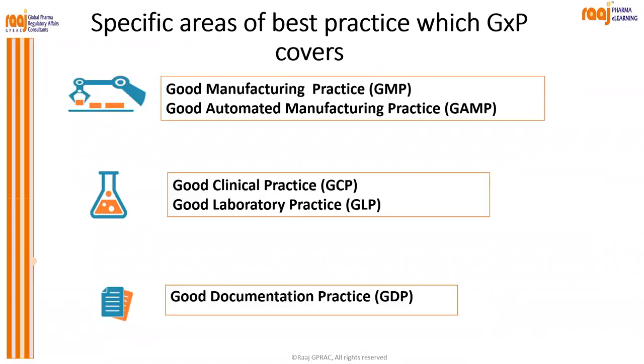So in short, GxP covers good manufacturing practices, good automated manufacturing practices, that is GAMP, good clinical practices, GCP, good laboratory practices, GLP, and good documentation practices, that is GDP. GDP is a common term used for good distribution practices as well, and some people call it GDocP, like good documentation practice.